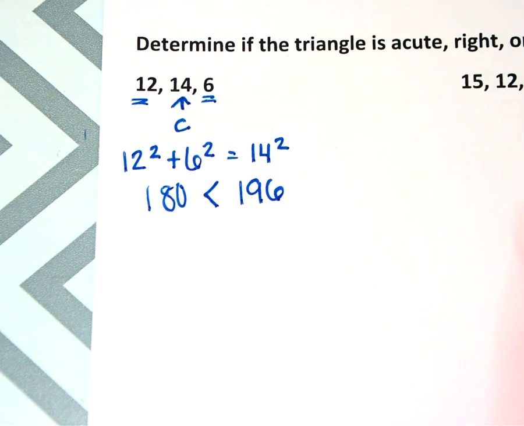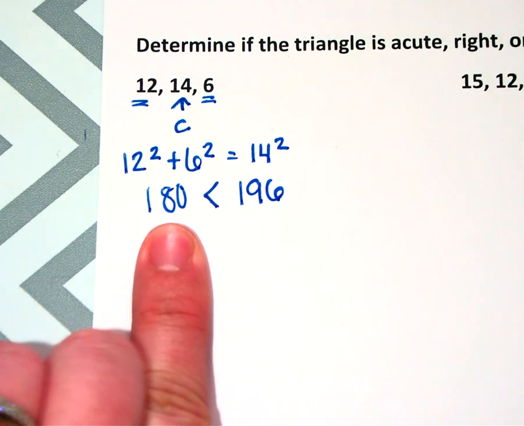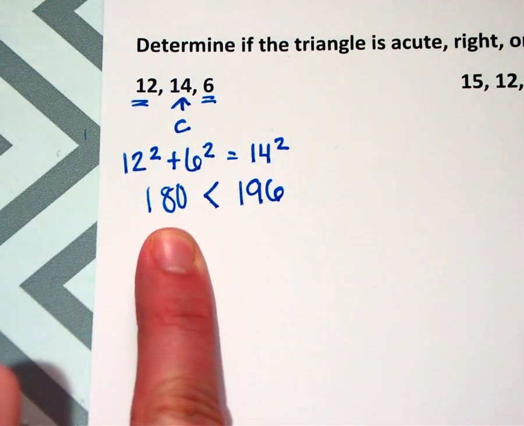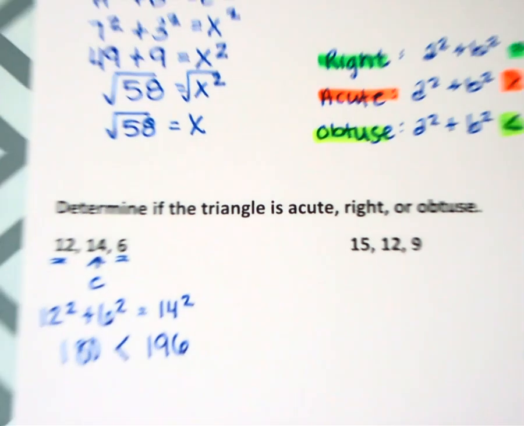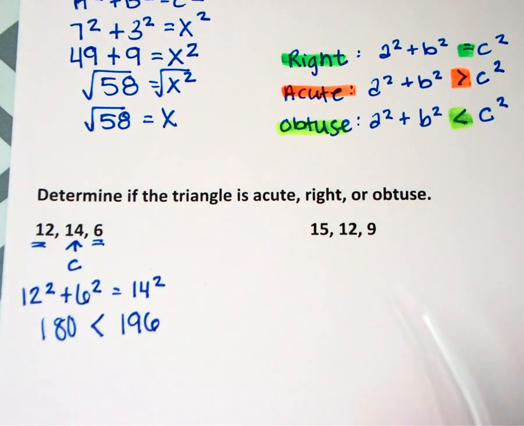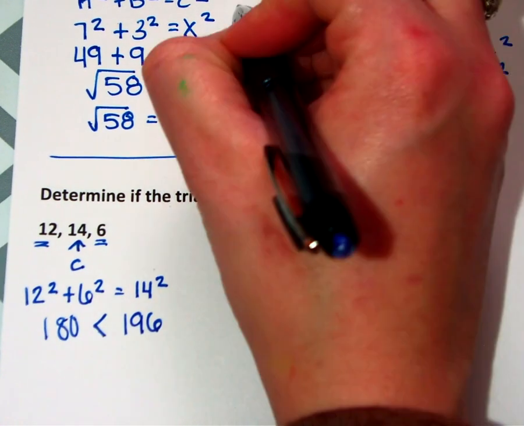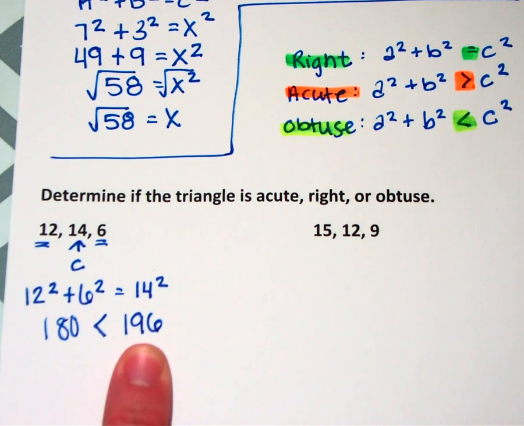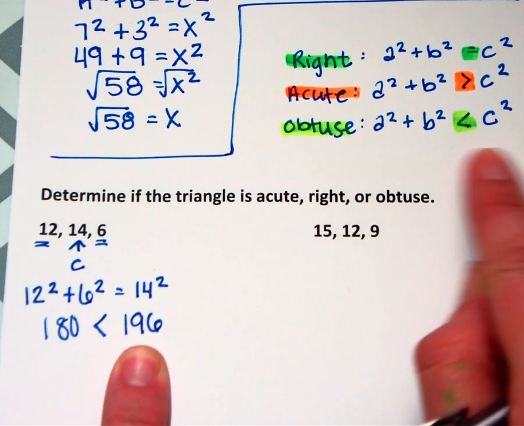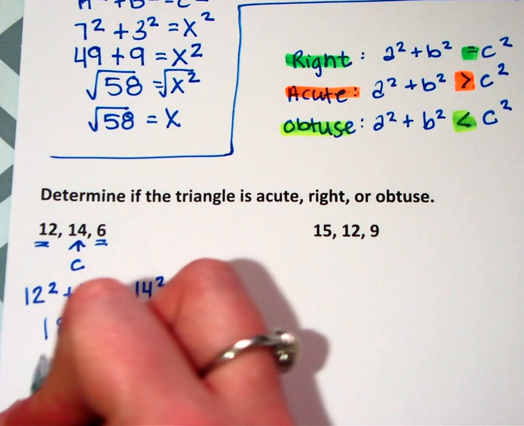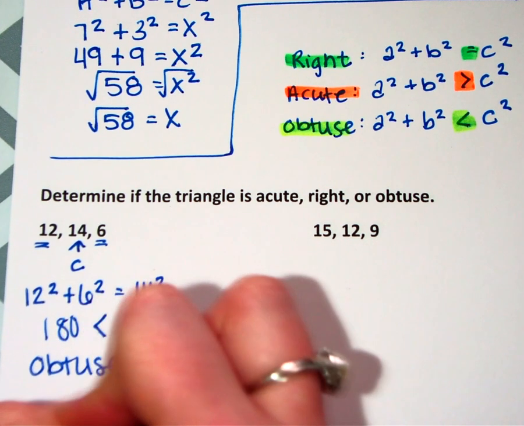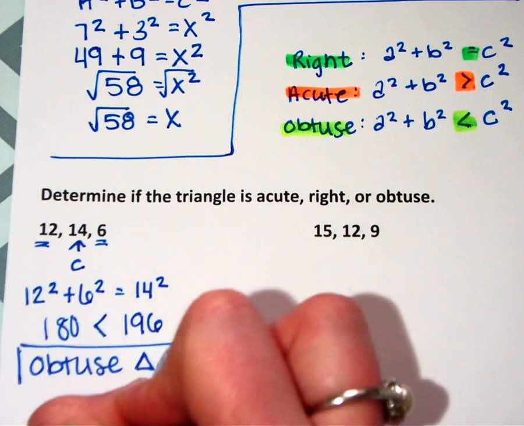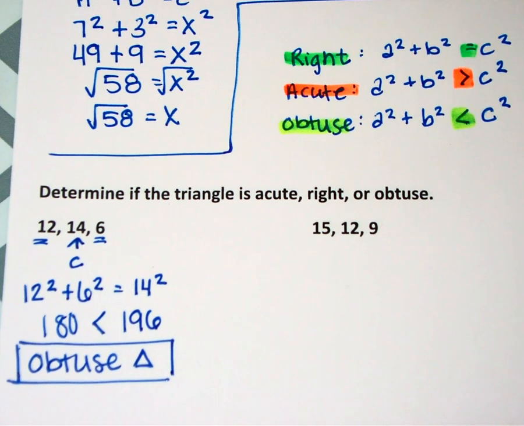196 is larger than 180, so that means A squared plus B squared was less than C squared. Looking back at our chart here, from our previous problem, when A squared plus B squared is less than C squared, that makes it an obtuse triangle. So we're going to classify this triangle as obtuse. Okay, let's try the next one.